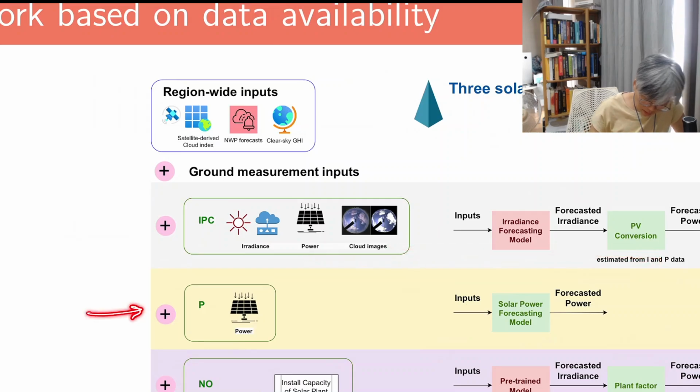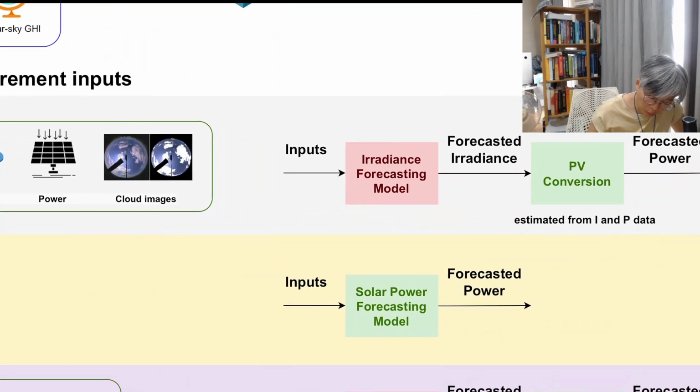Now, for the second category, if your solar farm doesn't have any ground measurement, ground sensors at all, you didn't install a temperature sensor, you don't have a sky imager, you measure only the solar power, you may consider the direct approach where you develop the solar power forecasting model that directly gives the forecasted power.